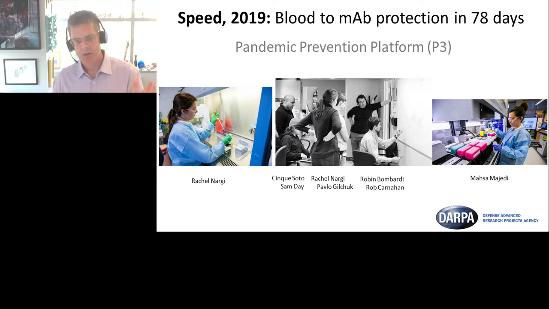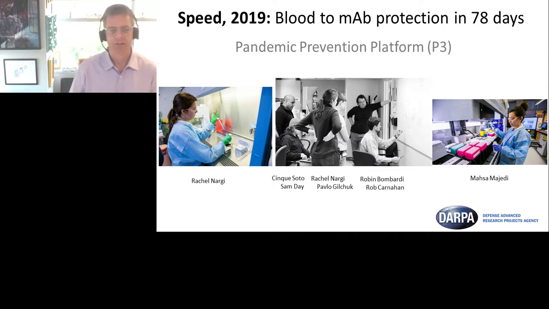So we started in January, and we went from blood sample to finish full protection of primates with an RNA that could be used for clinical trials essentially in 78 days. And so I can just sort of talk you through what that looks like.